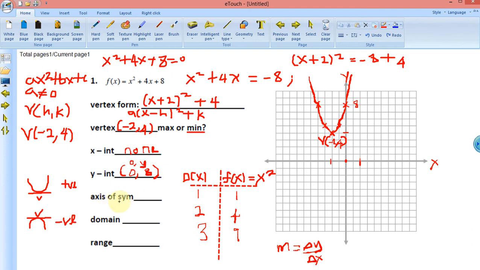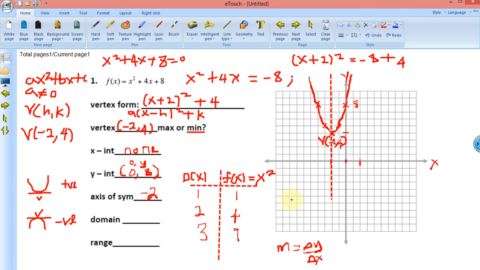Okay, so axis of symmetry. The axis of symmetry is a line that runs through the graph and divides the graph into two equal halves. So let me just run a line through from here. An axis of symmetry will always pass through the vertex. And where it cuts the x-axis, do you see now? It cuts it at -2. So the axis of symmetry is more like h, so that's -2. So the axis of symmetry is -2.